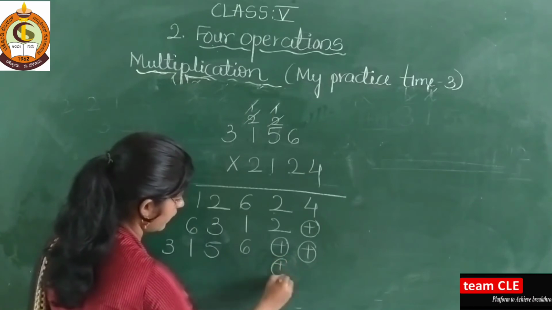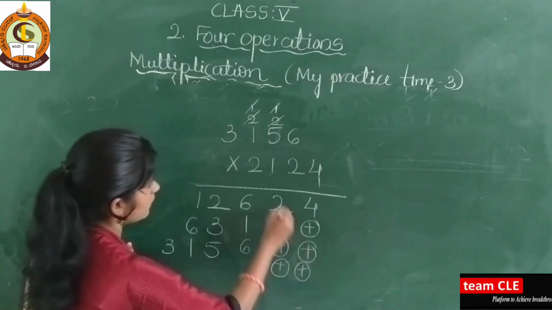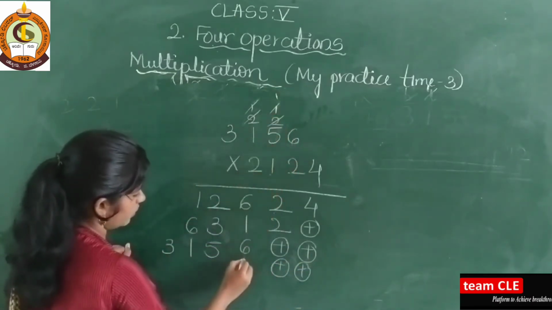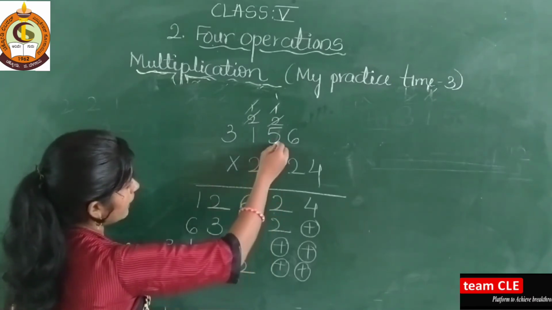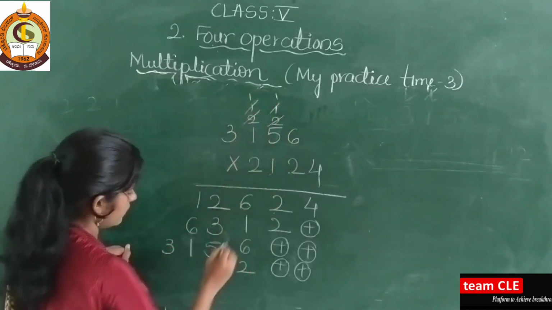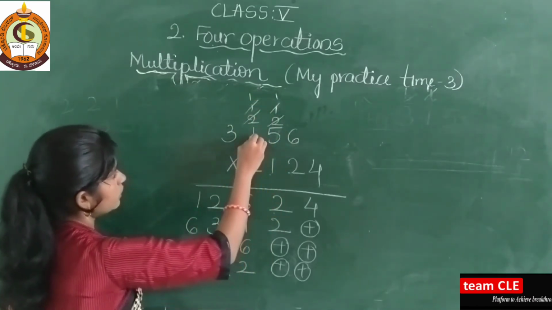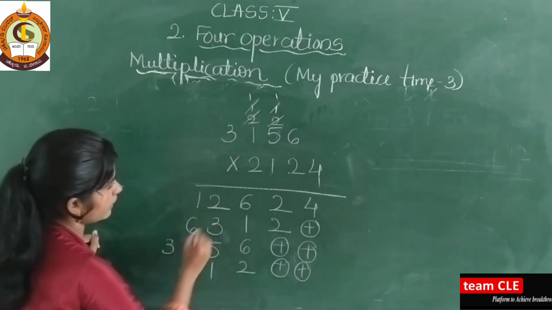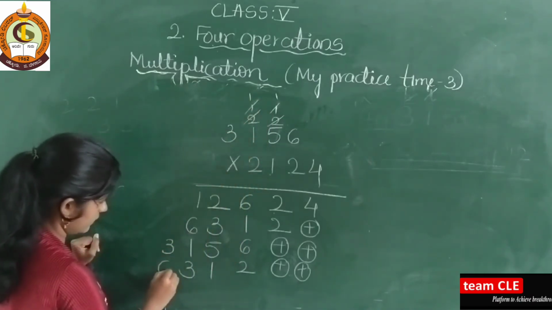Again you leave here one more place. 2 6 12. 2 5 10. 10 plus 1 is 11. 2 1 2. 2 plus 1 is 3. 2 3 6.